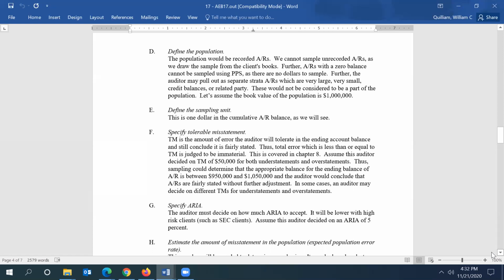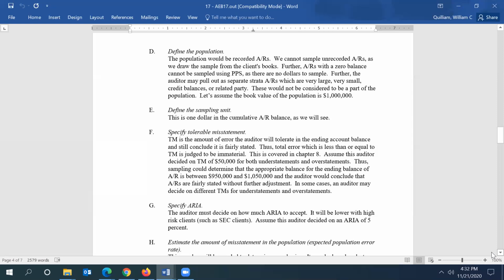On the other hand, if we were confirming accounts payable, which we can also do by PPS, well, if accounts payable are incomplete, being a liability, that might be intentional because clients would love to understate payables if they could get away with it, like any other liability. So we can't sample unrecorded accounts receivable as we draw the sample from the client's books.